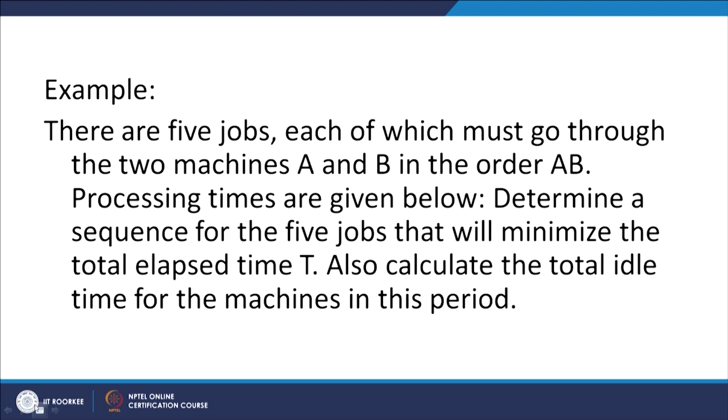Now, in order to understand this algorithm, let us look at an example. In this example, there are 5 jobs and each of these jobs has to go through 2 machines A and B in the order AB, that is, machine A has to be used first and then the B machine. The processing times of all these jobs on both machines are given. We are required to determine a sequence for the 5 jobs that will minimize the total elapsed time. Also we need to calculate the total idle time for the machines during this period.